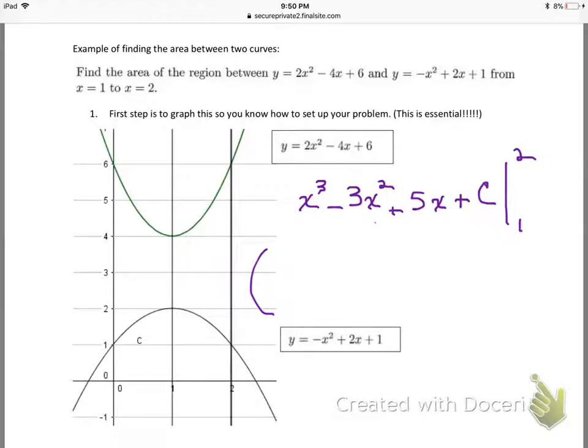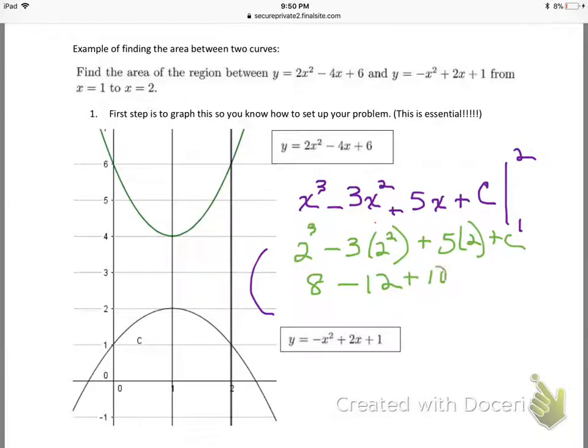Let's change to green. Okay, so we're going to plug in a 2 wherever I have an x. So I have 2 cubed minus 3 times 2 squared plus 5 times 2 plus c. Okay, that's when I plug in the 2's. So let's see what we get there. 2 to the 3 is 8. 8 minus 3 times 4 is 12. So this is 8 minus 12 plus 10 plus c. Okay, so this is our first group of numbers.